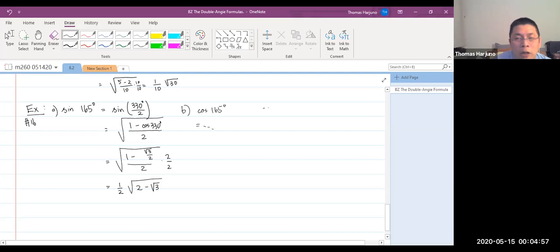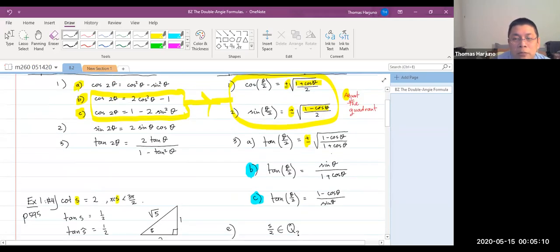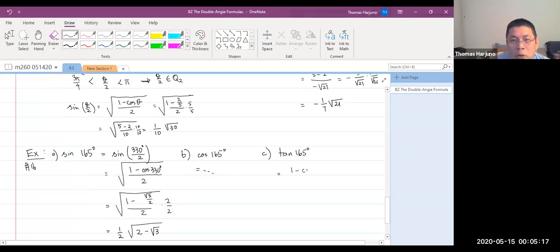But I guess I would like you to apply one of the formulas for tangent. Tangent 165 degrees. I would like you to apply either one of the formulas up here. I think I will use the last one. I prefer the last one actually most of the time. 1 minus cosine 330 degrees over sine 330. Okay, let me give you maybe 1 minute to do this.